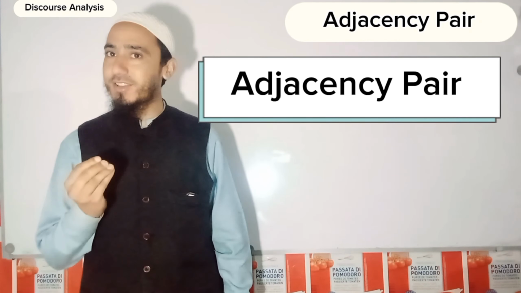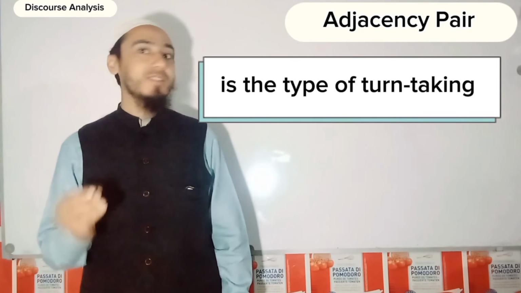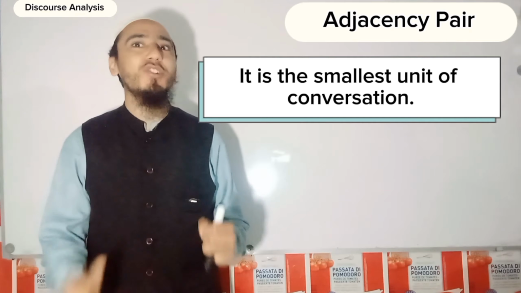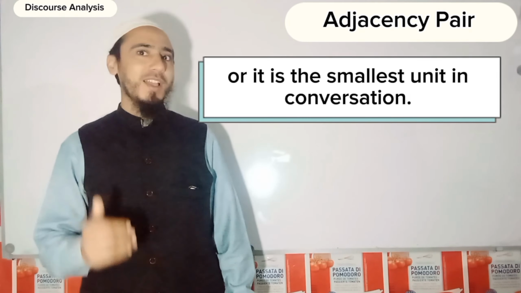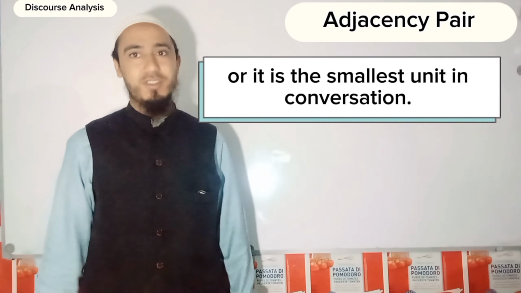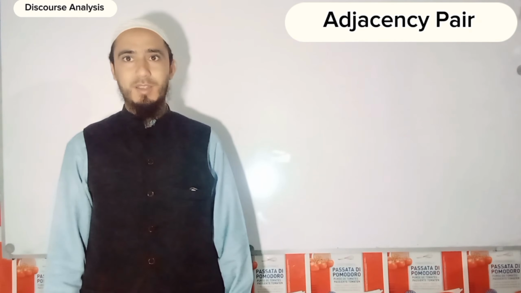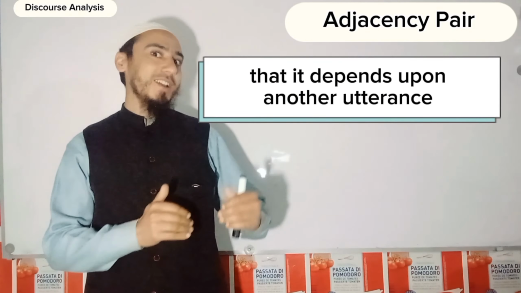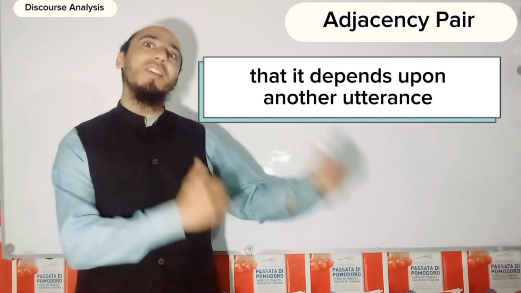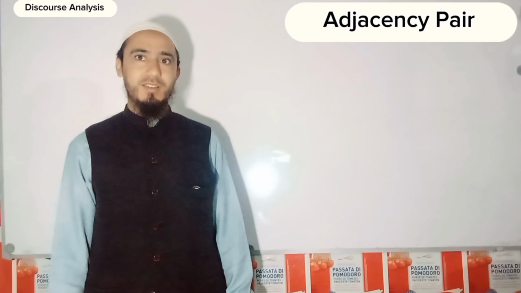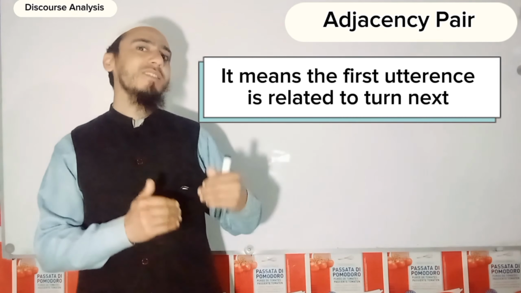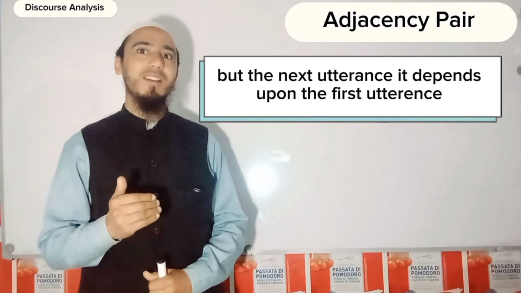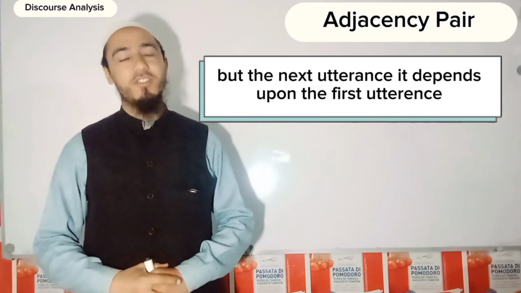Adjacency pair is a type of turn taking. It is the smallest unit in conversation. Further explanation of adjacency pair is that it depends upon another utterance. It means the first utterance is related to the next, but the next utterance depends upon the first utterance.